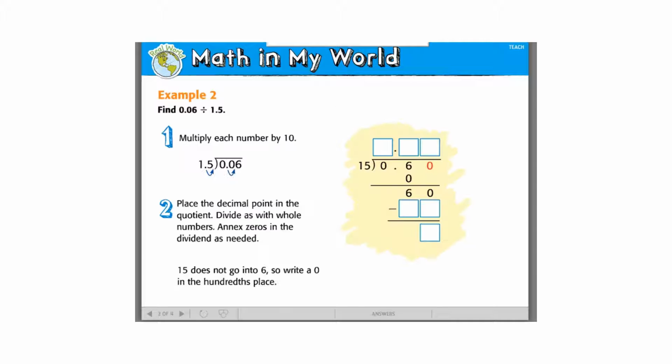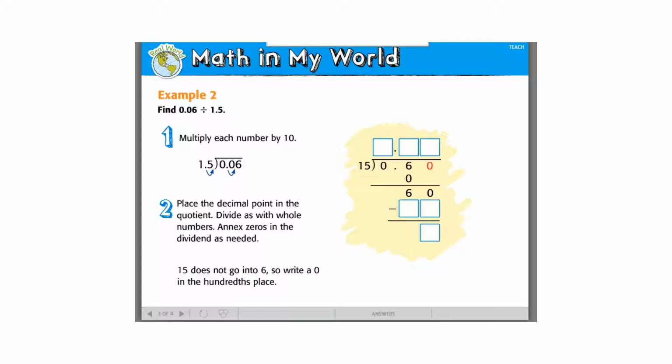Okay, example number 2. If we find 600ths divided by 1 5/10. Last lesson, the number that was a decimal always went underneath the bar, and the number that was a whole number always went outside. But now that we've got 2 decimal points, you have to know which number is which. You don't want to set this up incorrectly.